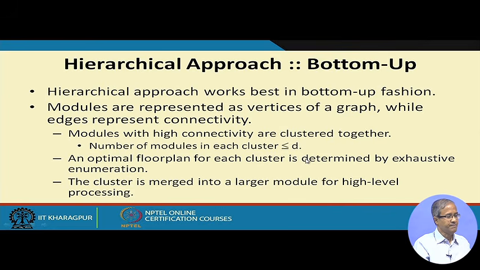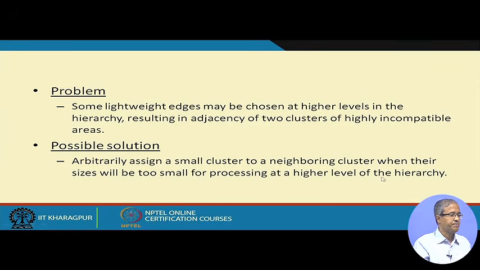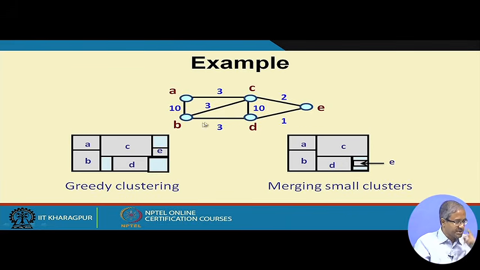Now, this is of course a greedy procedure where you sort the edges in decreasing weights typically. The heaviest weight, indicating the strongest connectivity, will typically be chosen first, and the modules are clustered in a greedy fashion, and this is repeated. I shall be showing this with an example, how this is done. Okay. So, let us take an example. Let us take this example first.